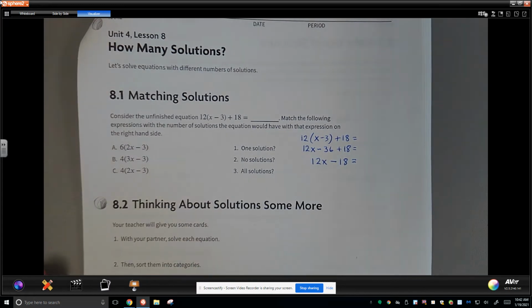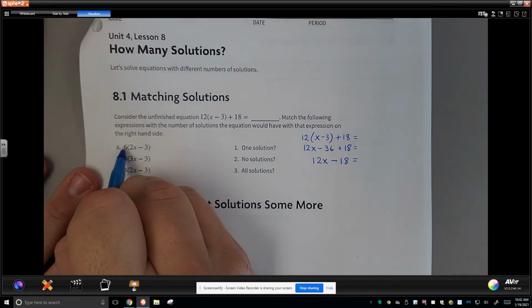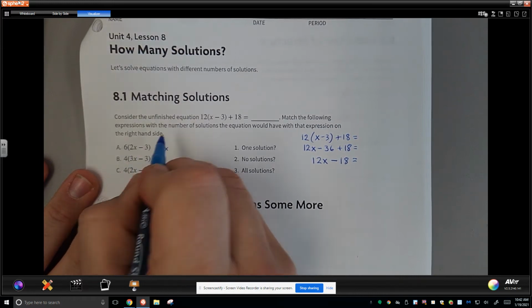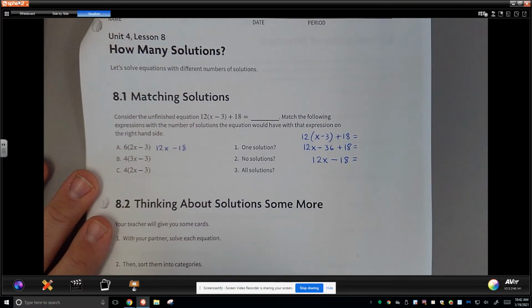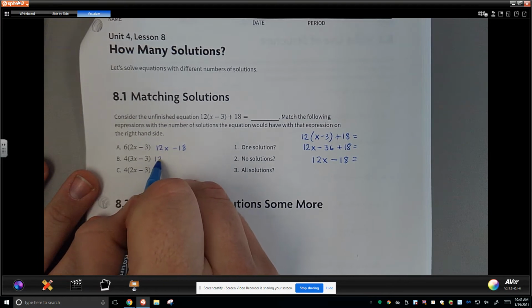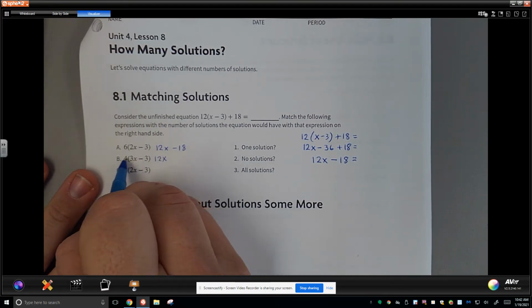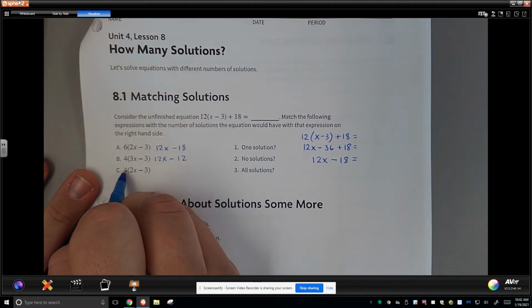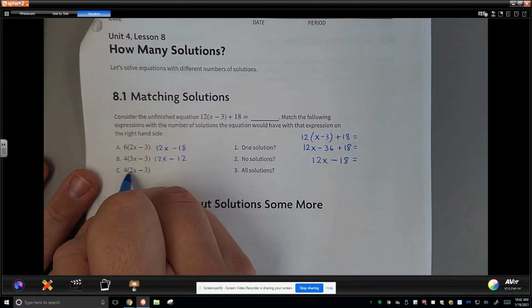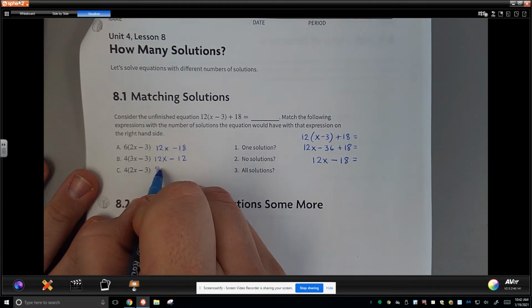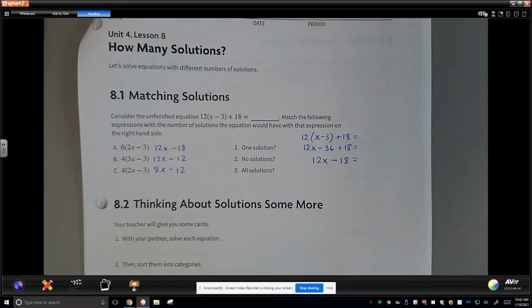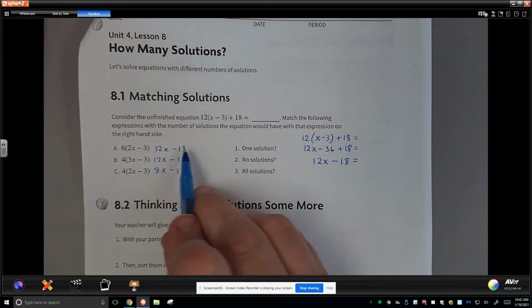Now that I have that simplified, I want to look at the structures of each of these ones and simplify them as well. 6 times 2x is 12 times x, and 6 times a minus 3 is a minus 18. 4 times 3 is 12, making this a 12x, and 4 times minus 3 is a minus 12. And then the final one, 4 times 2 times x, this would be 8x, and 4 times minus 3 is a minus 12.